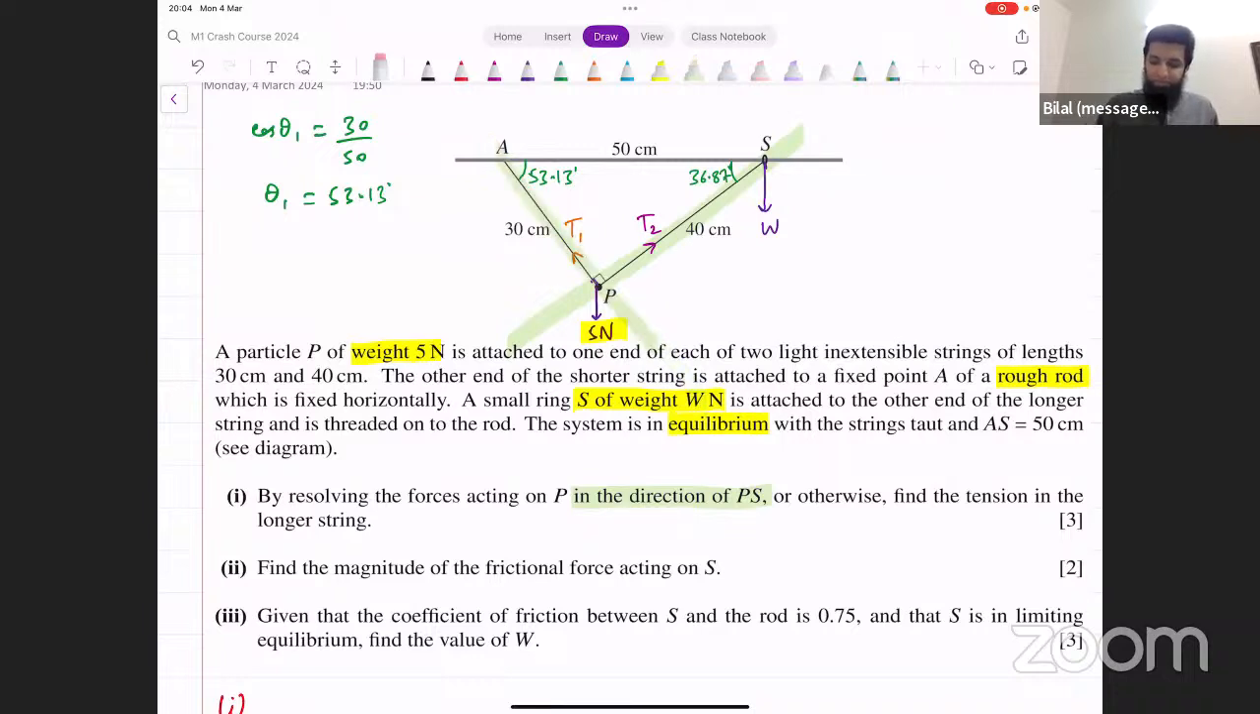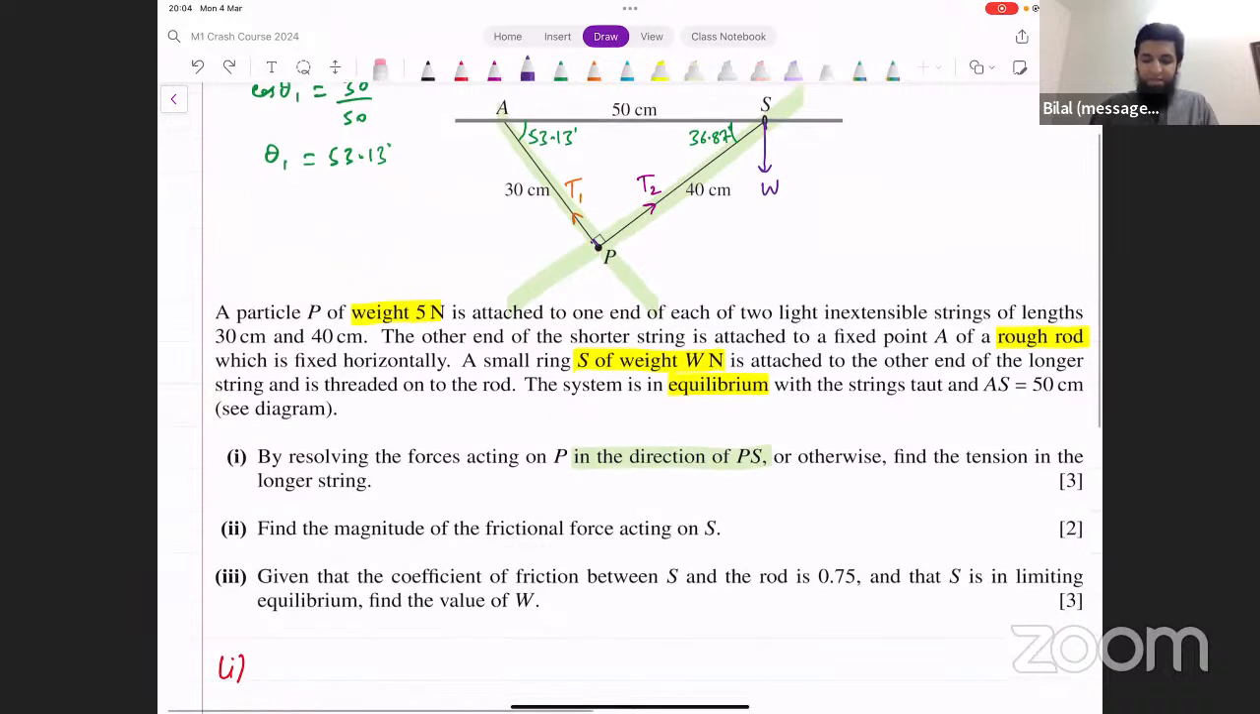Why is that going to make things easier for you? Because you would only have to resolve this 5 Newton force then, because T2 is already in the direction of one of these directions. T2 is in the direction of PS, and T1 is perpendicular to that. So you don't really have to resolve T1 and T2 anymore. You only have to resolve 5 Newton. That's the only force you have to resolve. And you will see that makes things much easier in this case.